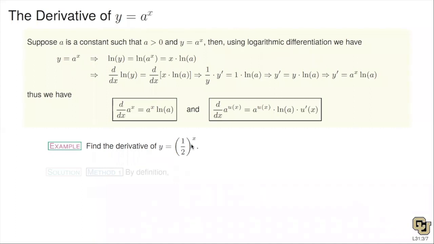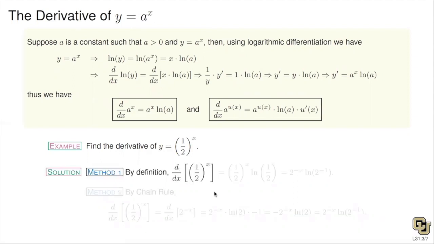So here's a quick example. I find the derivative of 1/2 to the x. I did this a couple of different ways, but the most direct way is just to do it by definition. Here, this looks exactly like a to the x. So I can just copy down a to the x times ln of a, which is what I did. And here I rewrote it just so that it will look similar to another way I'm going to do it. I want to show you that we get the same answer. So I just rewrote it.